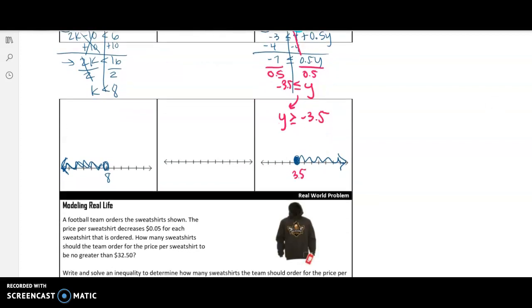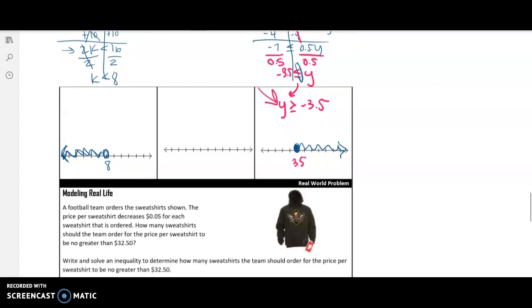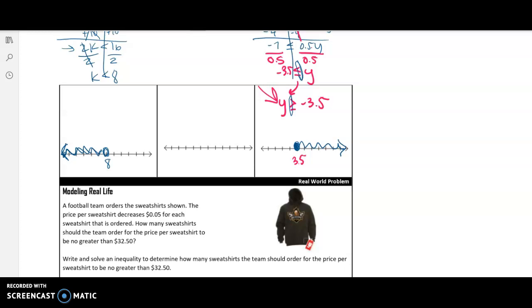So when I graph this, I need to make sure my y is on the left, or else it's going to go in the wrong direction. When I switch my y to be on the left, do you see how the opening of my inequality is facing the y? My opening of my inequality also needs to be facing the y, so it's going to flip my sign. So I have y is greater than negative 3.5, sorry, that should be negative. I'm going to have a closed circle going to the right.